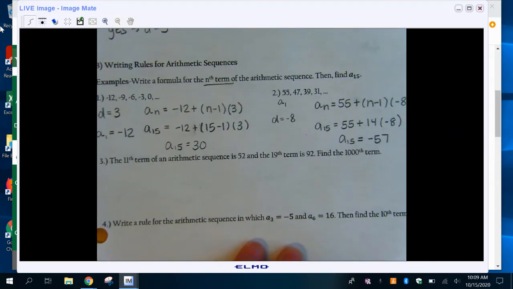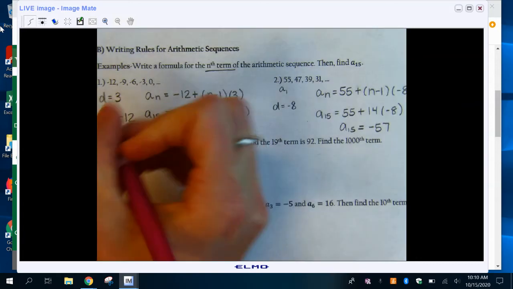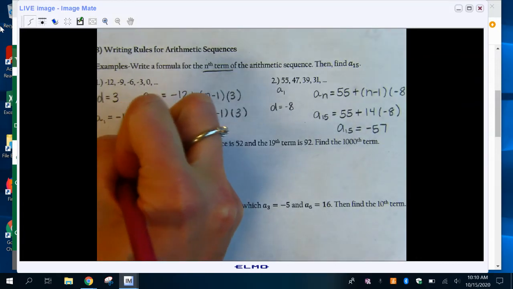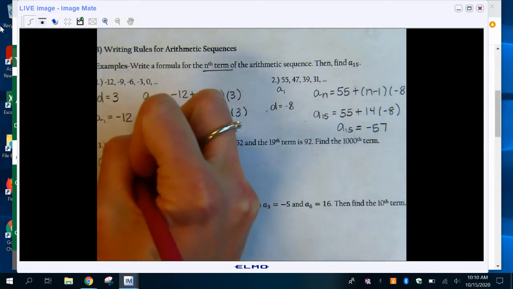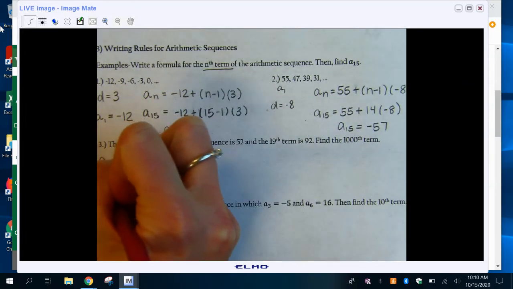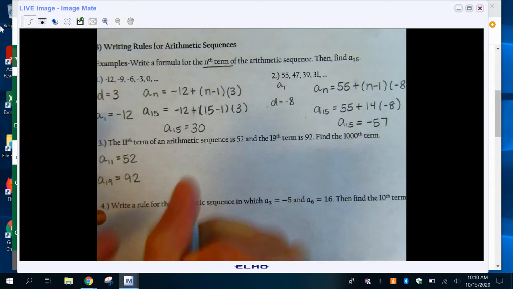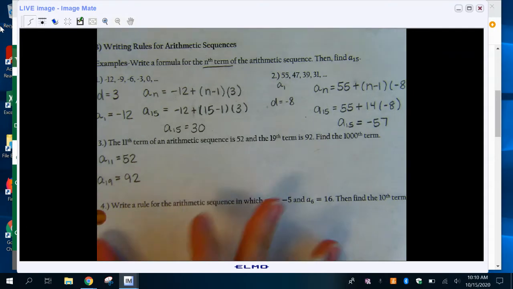Okay. All right, so now let's look at these and what's different and what we need to find. So now here we know the 11th term. So I know that A sub 11 is 52. So the 11th term is 52, and the 19th term is 92. And I want to know the 1000th term.